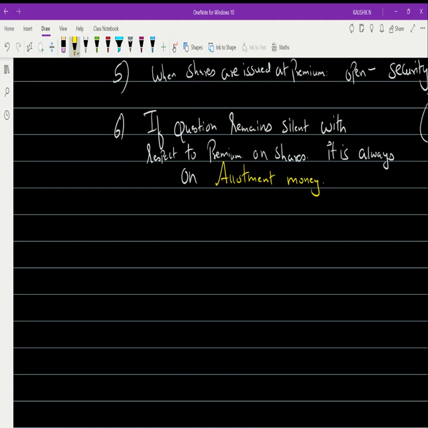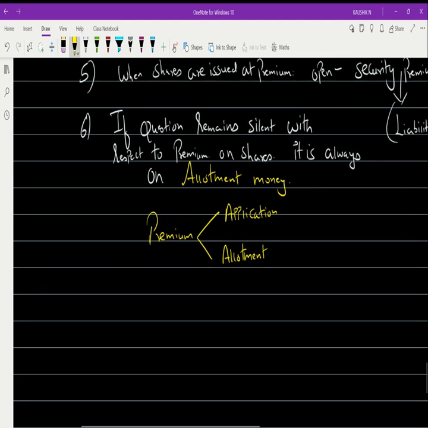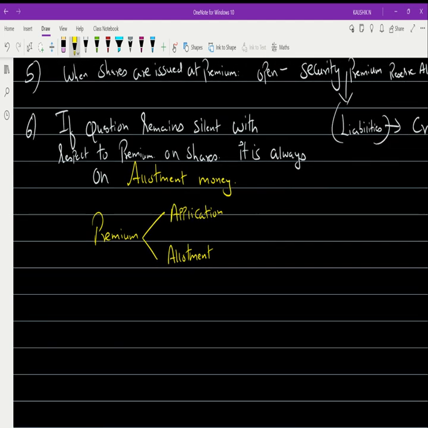And now, one more thing which you have to understand with respect to this premium is, suppose there is a premium in application money, if you have premium on application money as well as on the allotment, then where will you show this premium? That is how to pass the entry. That also I'll tell you.